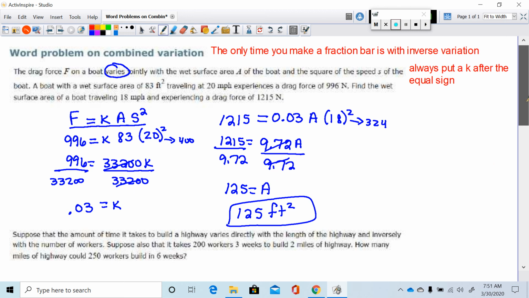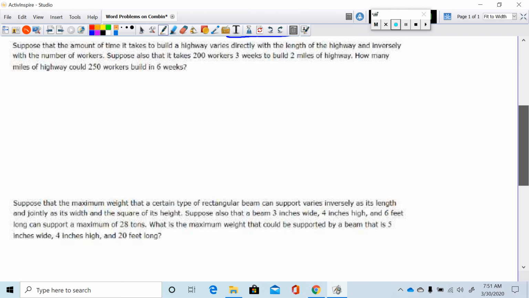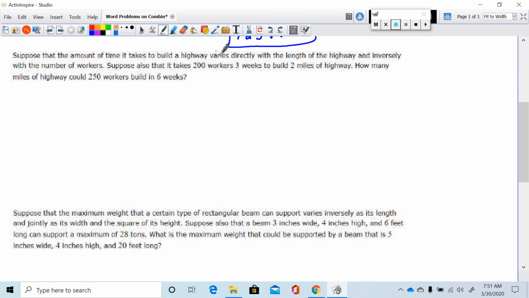Okay, the next one. Suppose that the amount of time it takes to build a highway varies. Okay, so we have time in front of that. So varies, anytime you see varies, you put equals k. We have time in front of that. Directly with the length of the highway, and inversely. Inversely means you make a fraction bar with the number of workers. Okay, so that's my equation.